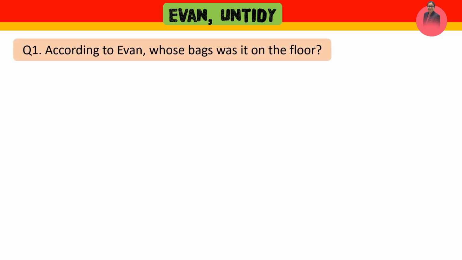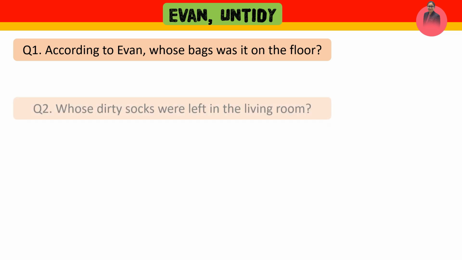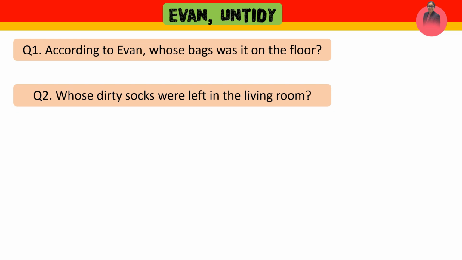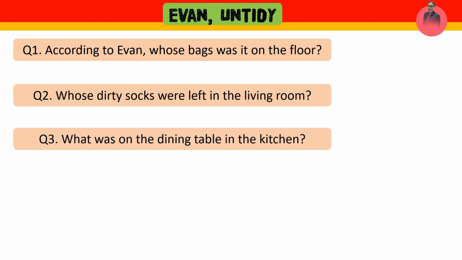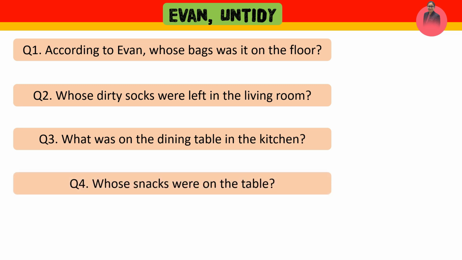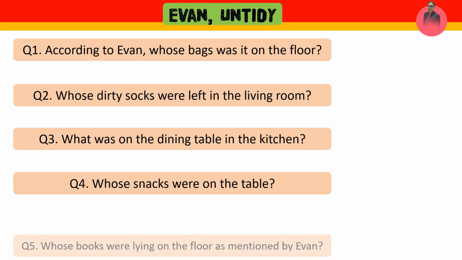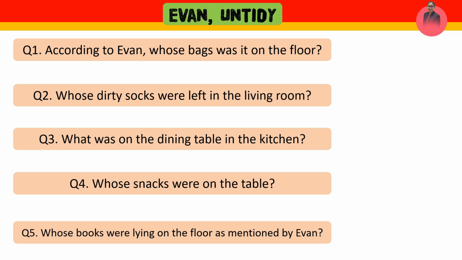Now, for the listening activity, we are going to answer a few questions based on the story. The first question: according to Evan, whose bags were on the floor? The second question: whose dirty socks were left in the living room? Thirdly, what was on the dining table in the kitchen? Question number 4. Whose snacks were on the table? And finally, whose books were lying on the floor as mentioned by Evan?